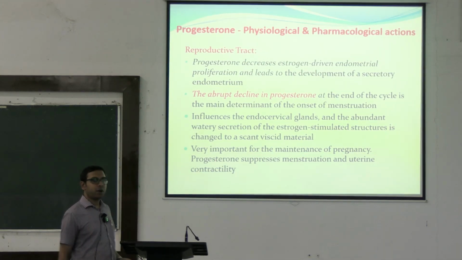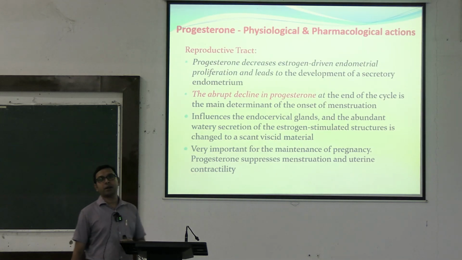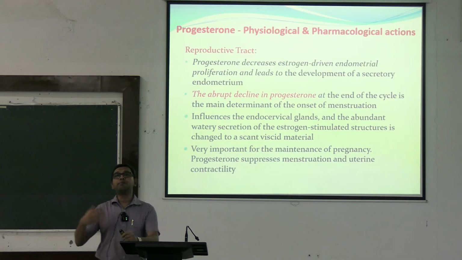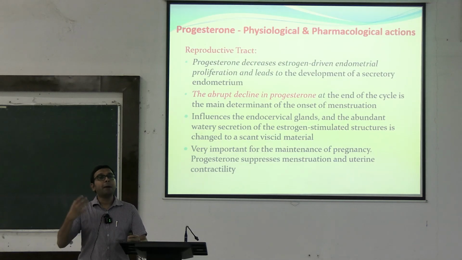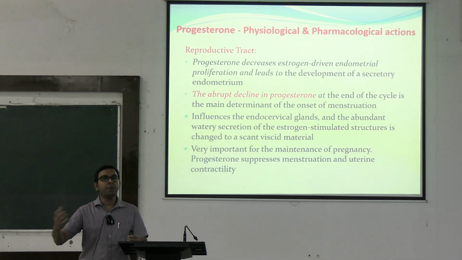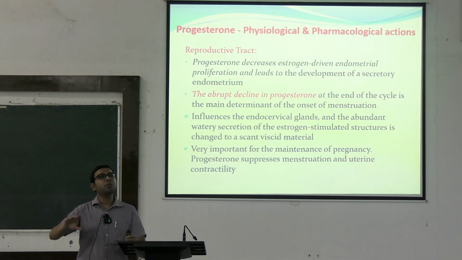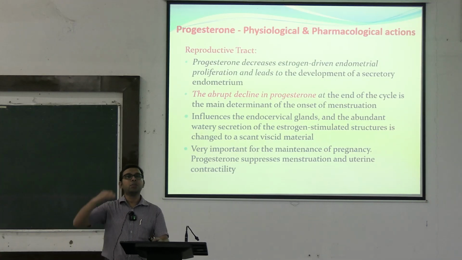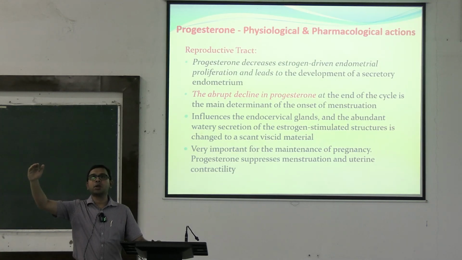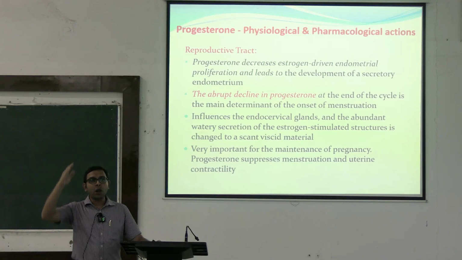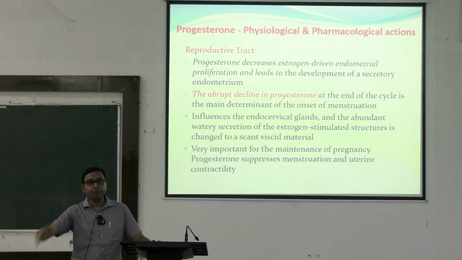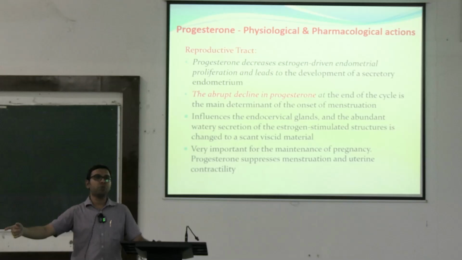Progesterone is very important. Already I have said, progesterone suppresses menstruation and uterine contractility. When there is pregnancy, from the placenta and from the corpus luteum, there is very high secretion of the progesterone. That's why there will be no menstruation, because if there is a high level of progesterone, there will be no menstruation. Only if the progesterone level abruptly decreases will there be menstruation. Okay.